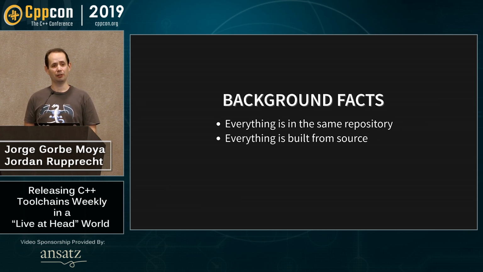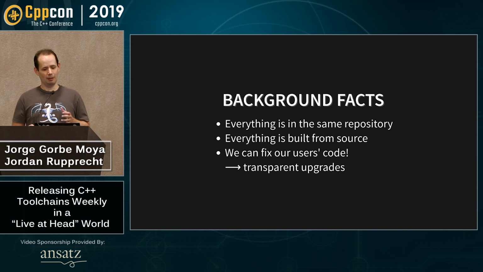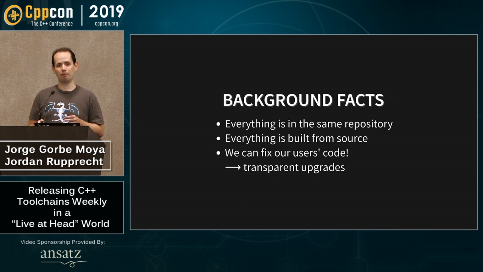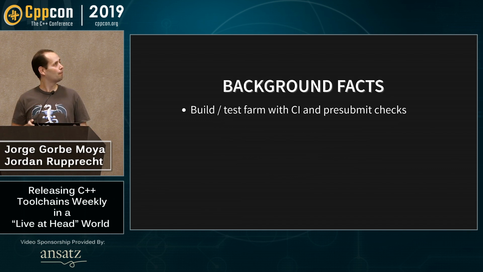And this has the interesting consequence for us that we can fix our users' code. So one of our goals when upgrading the toolchain is that our users won't notice. That is, unless we tell them that we have a new cool feature for them to try. So because we can go and fix their code, any of the cases where things can go wrong that we will explain later, we can actually go and fix our users' code and make them transparent upgrades.